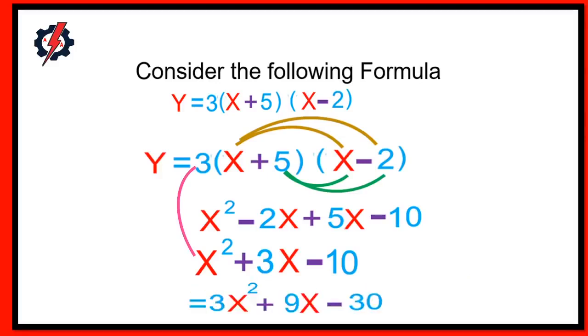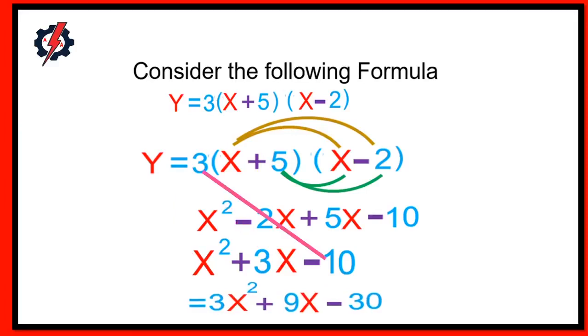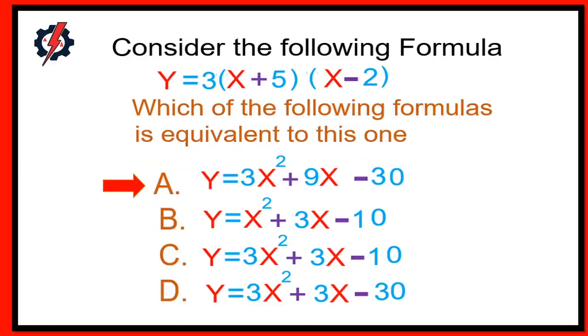3 times x squared equals 3x squared. 3 times 3x equals 9x. And 3 times minus 10 equals negative 30. Back to the problem, the answer is A.